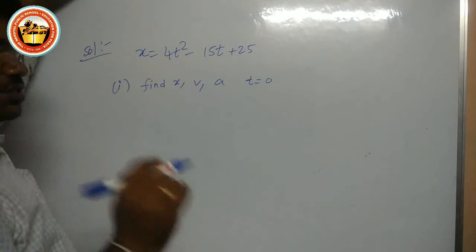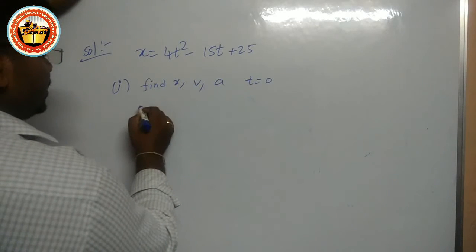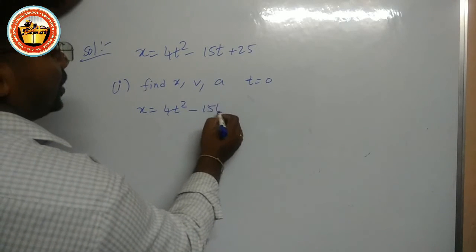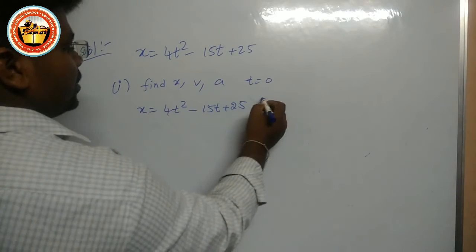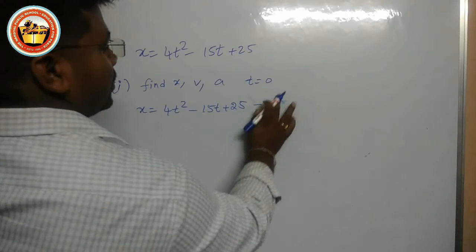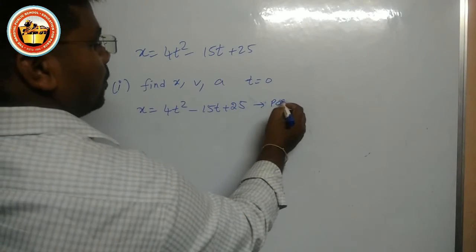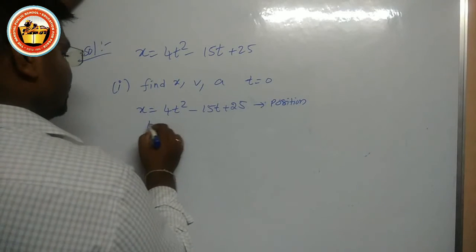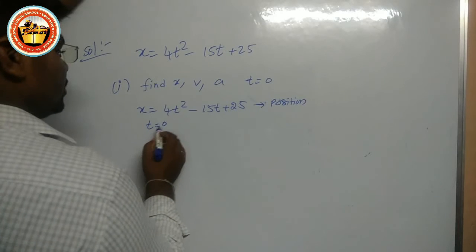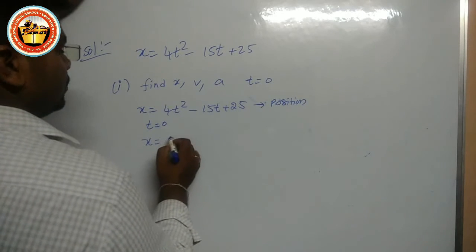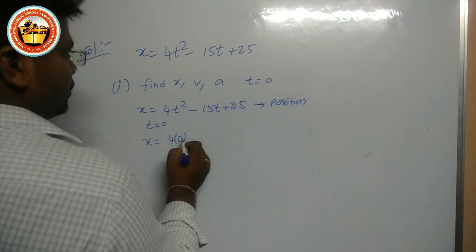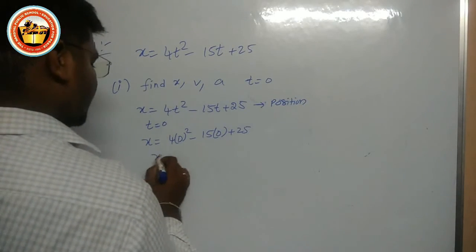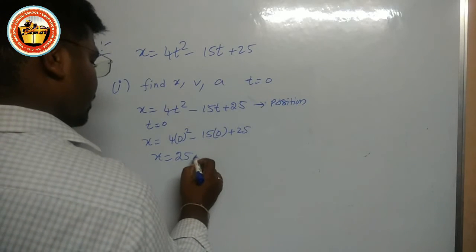So first, x is equal to 4t square minus 15t plus 25. This is the position. At t is equal to 0, what happened? x is equal to 4 into 0 square minus 15 into 0 plus 25. So x is equal to 25 meters.